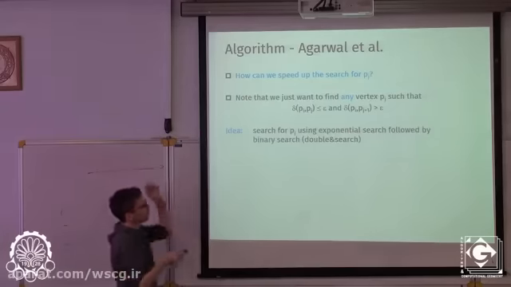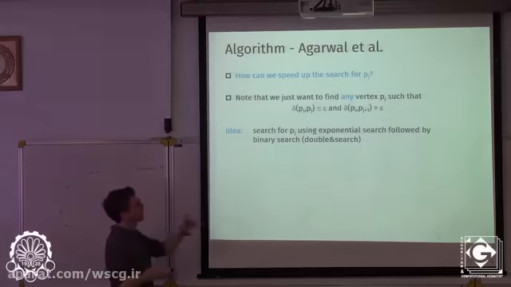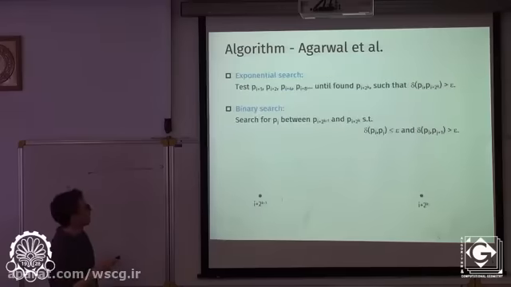Therefore the approach here is to first do an exponential search and then a binary search, and I have an illustration of this. What we do is we start at pi, we first test the next vertex, then the second one, but then exponential search means we test the one 4 away, 8 away, and so on. The test that we are performing is whether this distance is larger than epsilon.